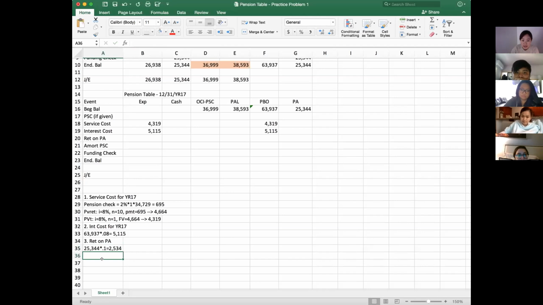Now we have a positive return. When we have a return that much, we don't have to put as much into our pension. Therefore, that helps us save some money because we have a positive return, and as a result, our expense goes down. Therefore, return on plan asset, let me use the parentheses to show the negative in here, 2,534.